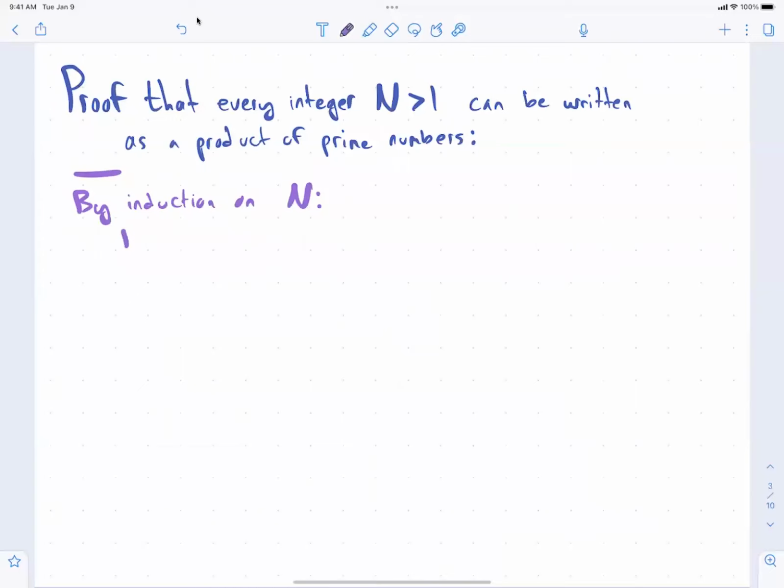So, sort of base case. I'm proving it for all n greater than 1, so my base case should be n equals 2.